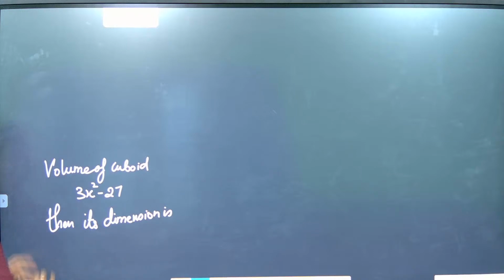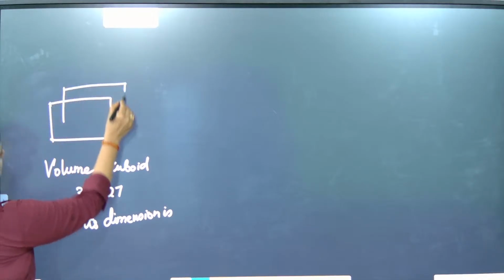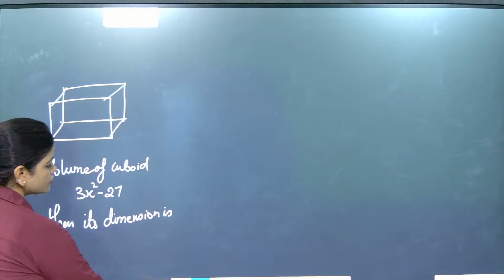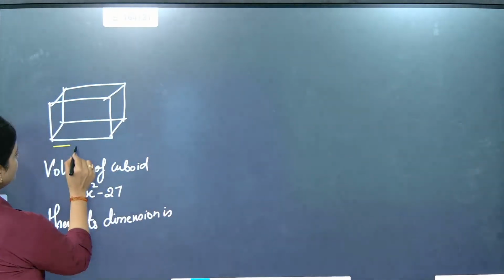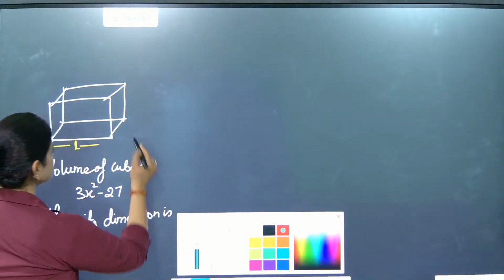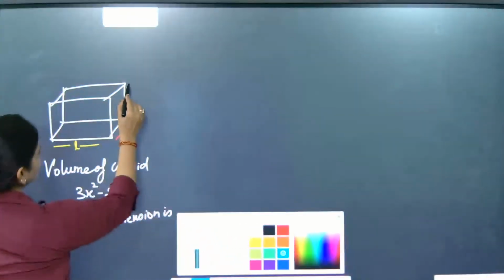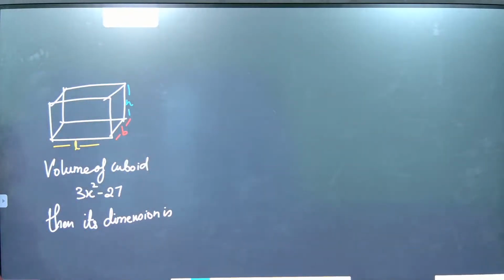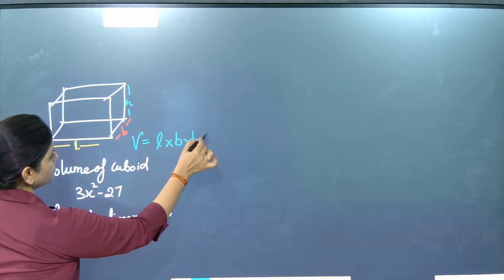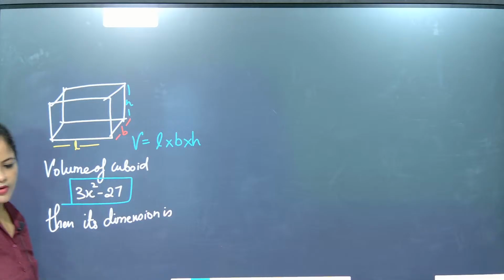Cuboid means this shape. Okay, so this is a cuboid. This one will become its length. This one will become its breadth. And this one will become its height. So volume is considered as L into B into H. Here the volume is given. Now come on, find.